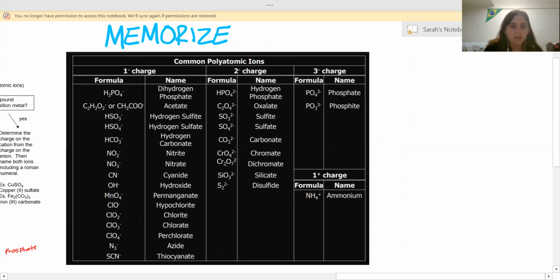The more that you use these polyatomic ions, naming them, drawing Lewis structures for them, etc., the faster you memorize them. It does seem like a lot, but a lot of them have the same kind of rules. Like, for example, nitrite has 2 oxygens, and chlorite has 2 oxygens. So a lot of them are pretty straightforward in how they're named.